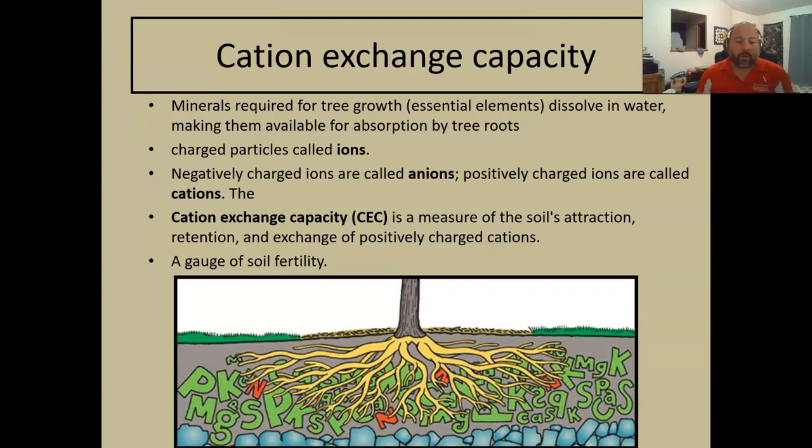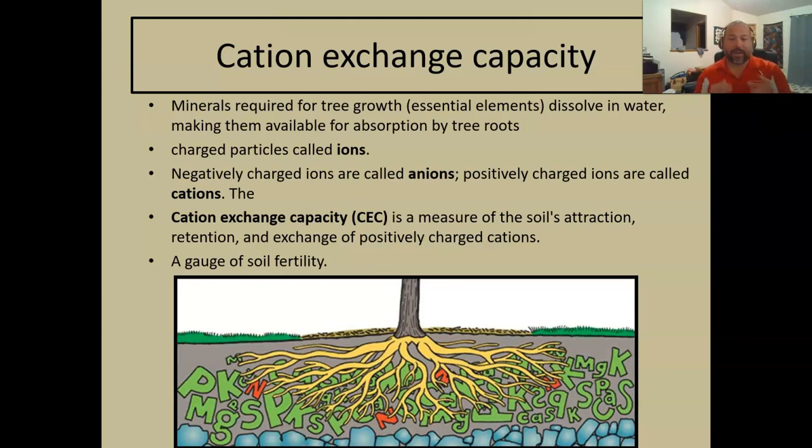So you have charged particles called ions, and negatively charged ions are called anions. The positively charged ions are called cations. And it's important to understand that clays are usually negatively charged colloids. Colloids, in the simplest version of what a colloid is, are a group of something microscopic within something else. But it's negatively charged, and then cations are positively charged.